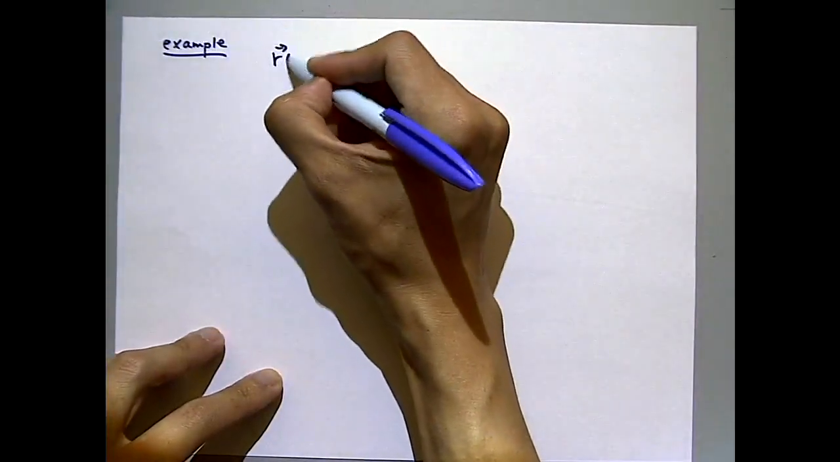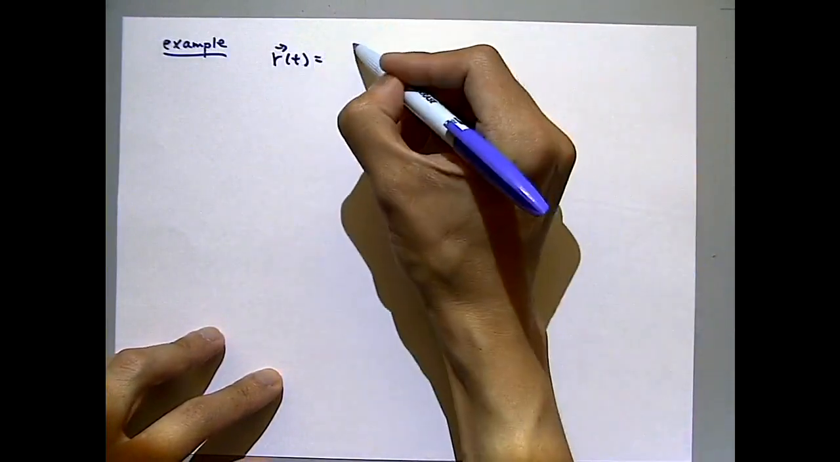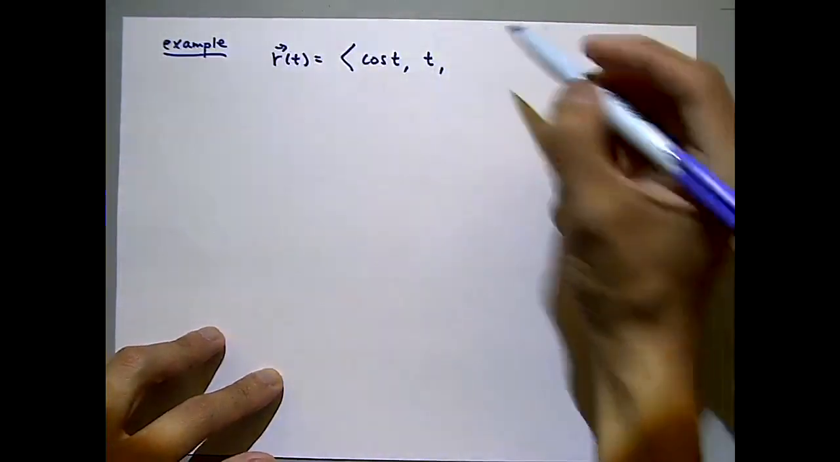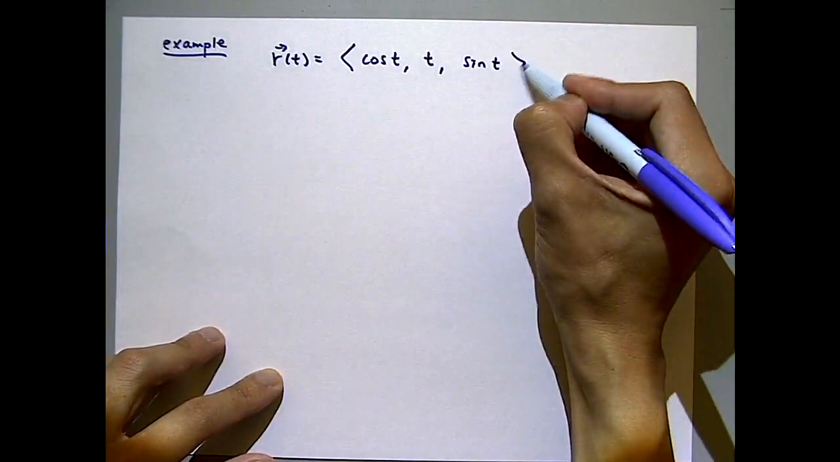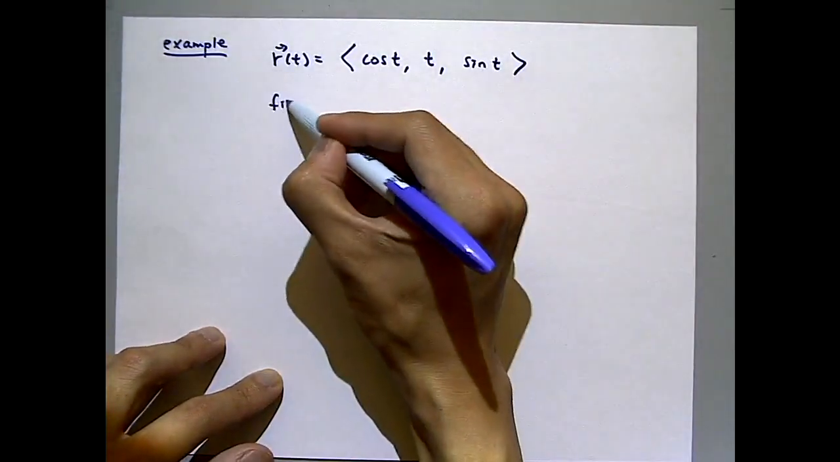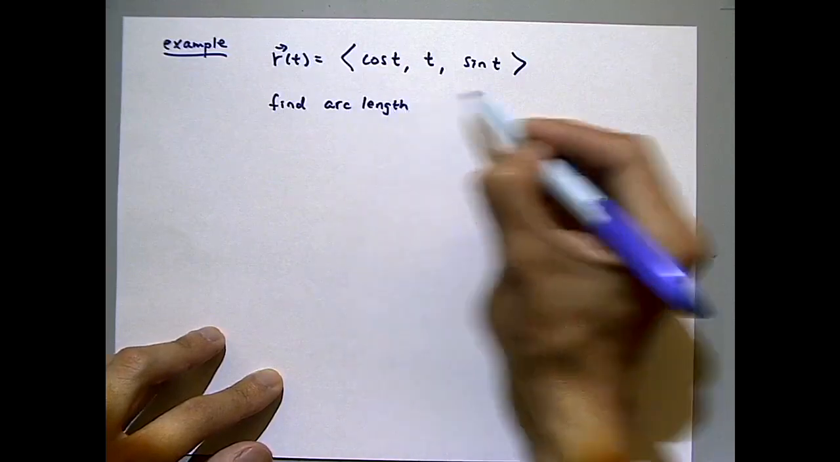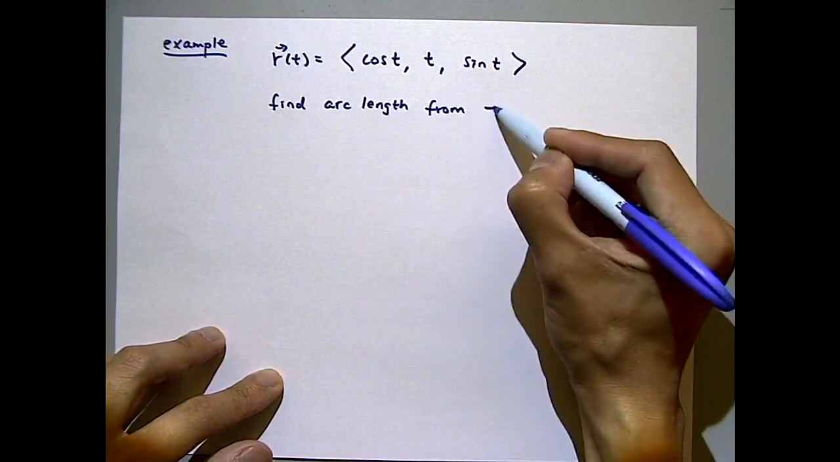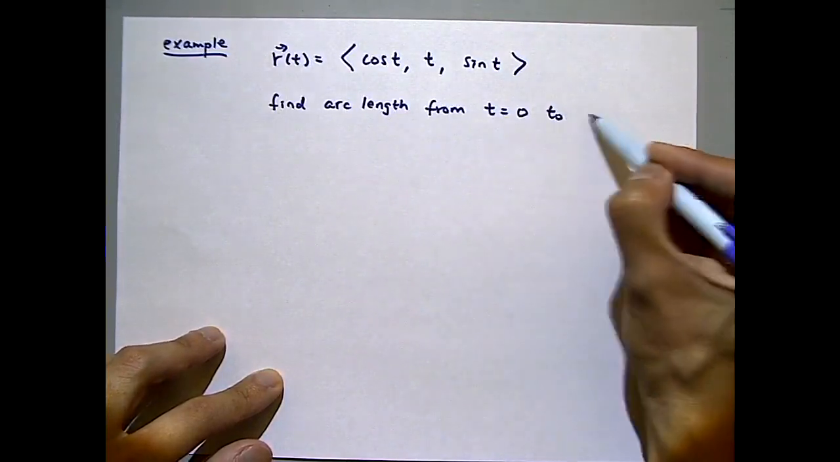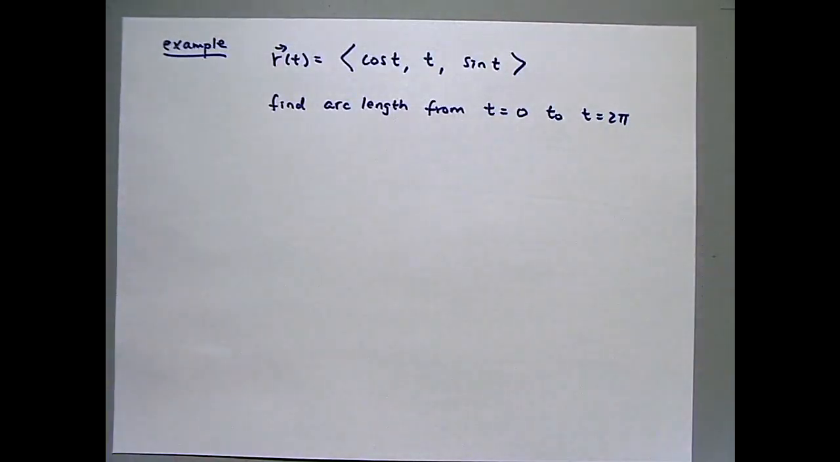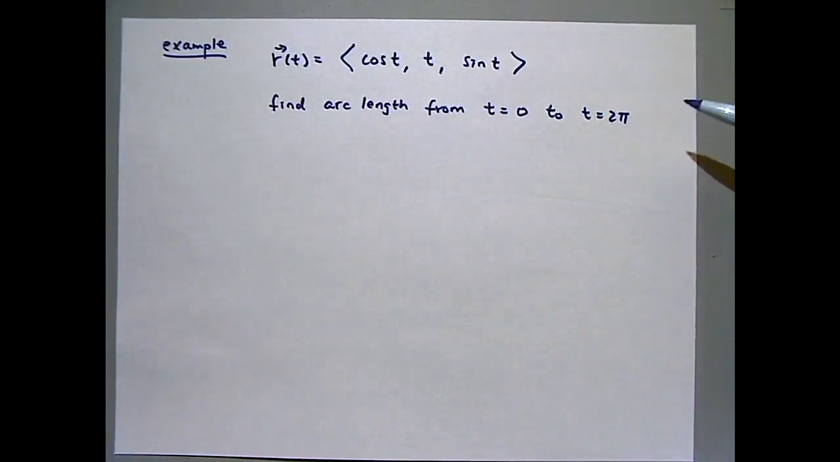Let's look at this helix that we have been looking at. r of t is equal to cosine of t, just t, and sine of t. Let's find out how long that helix is if we start accumulating at t equal to 0 and we end at t equal to 2 pi.